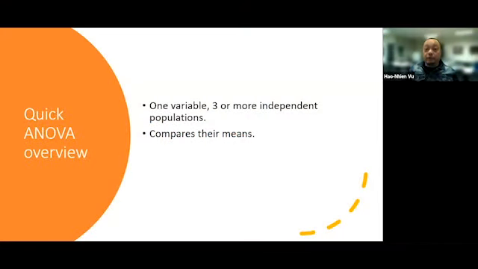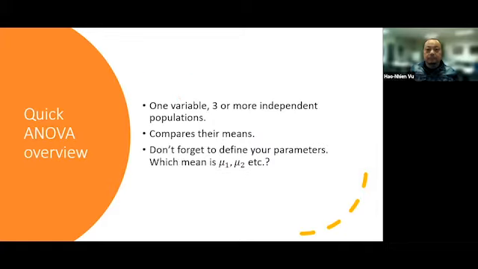A quick overview of ANOVA. We use ANOVA when there's one numerical variable and we're comparing the means across 3 or more independent populations. Since there is only one variable, the test is called one-way ANOVA. In a typical first course in statistics, we don't teach two-way ANOVA. The variable is often called the response, whereas the different populations can be called different factors or sometimes different treatments.